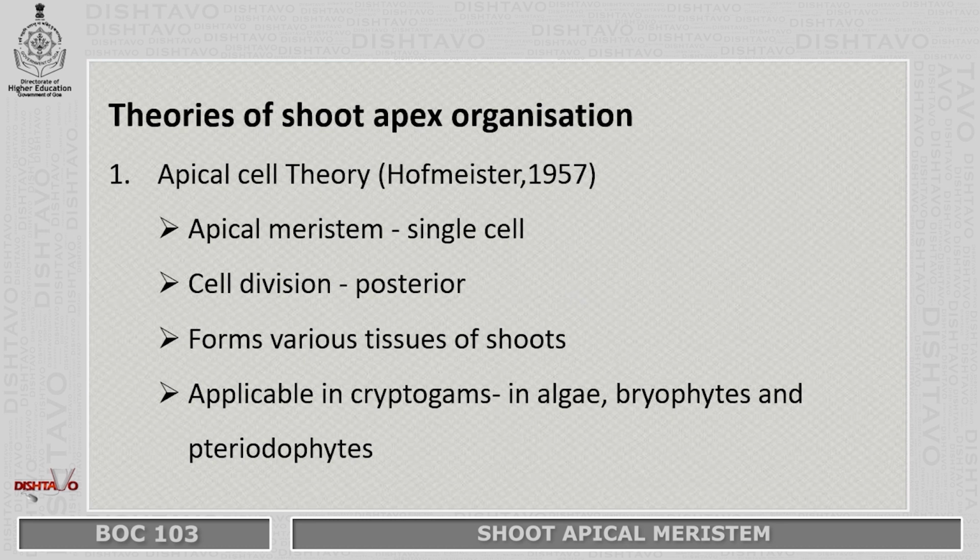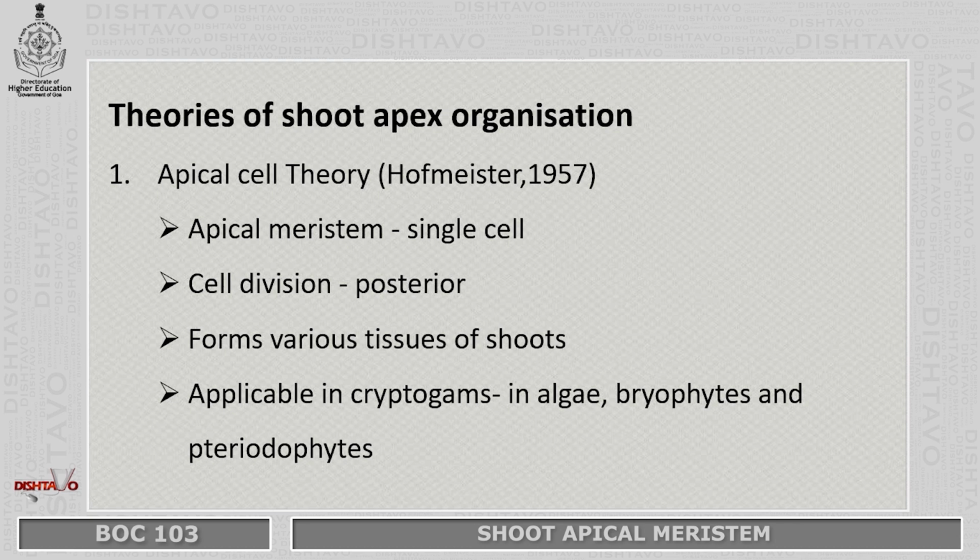Now, to understand how this apical meristem helps in the organization of the shoot apex, many theories have been put forth. The most important theories applicable to shoot apex organization are the apical cell theory, histogen theory and tunica corpus theory. First we will see the apical cell theory.